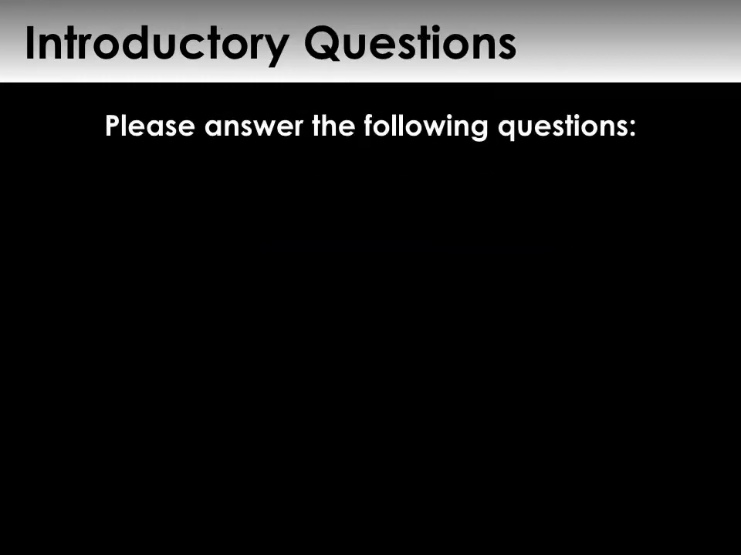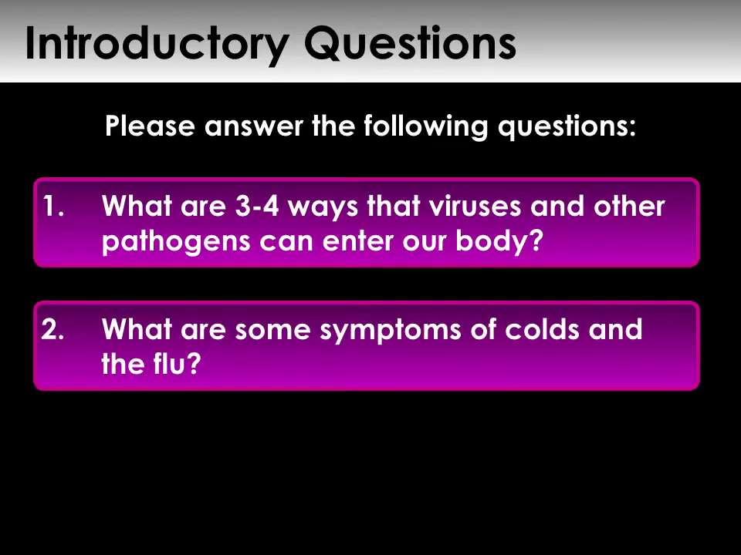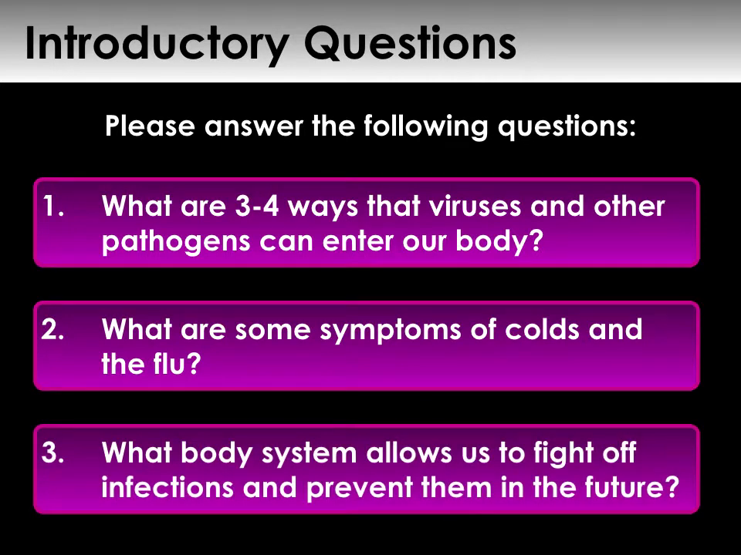There are also a few questions that I'd like you to think about before we continue. So if you need to pause it after I put the 3 questions up, spend some time thinking, that would be good. The first question is, what are 3 to 4 ways that viruses and other pathogens can enter our body? Second question, what are some symptoms of colds and flu? And finally, what body system allows us to fight off infections and prevent them in the future?